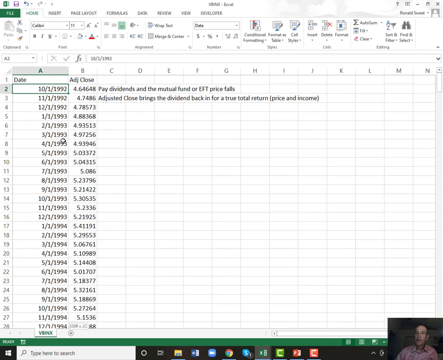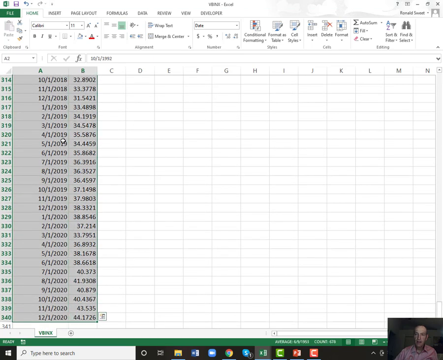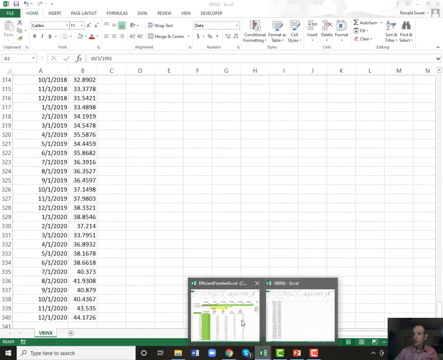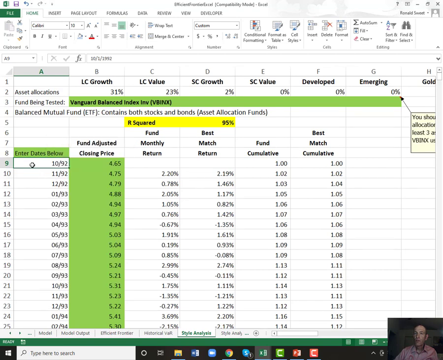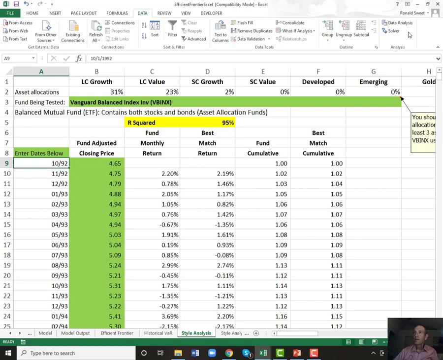Highlight from your starting month all the way down to the very end. Hit Control C and paste that as values. So right click and click on the little 1, 2, 3 as values over here, and everything else is set up. Then what we're going to do is just like we did before, Data, Solver.